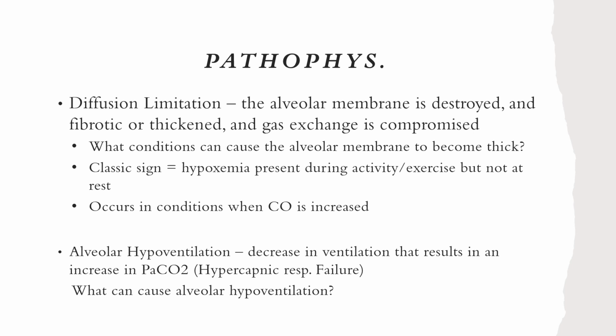Again, this makes a lot of sense, but it occurs in conditions when cardiac output is increased. Another example is exercise. And then there is alveolar hypoventilation. So this is a decrease in ventilation. So this is our mechanical portion, right? So this is why we're holding on to PaCO2 or carbon dioxide. So a decrease in ventilation results in increasing PaCO2 that we would see on our ABG. So this would be the hypercapnic respiratory failure portion and not the perfusion.